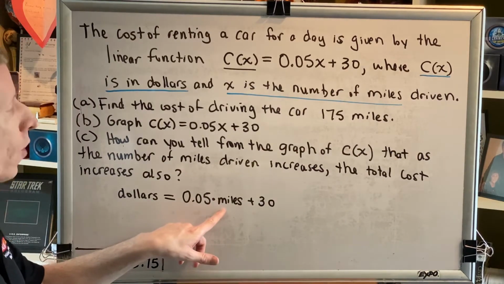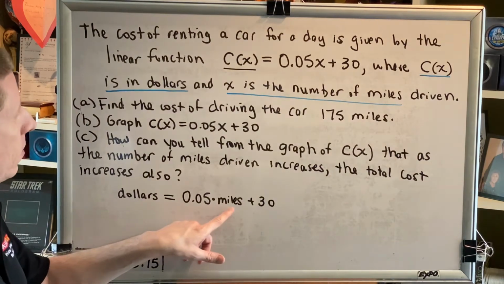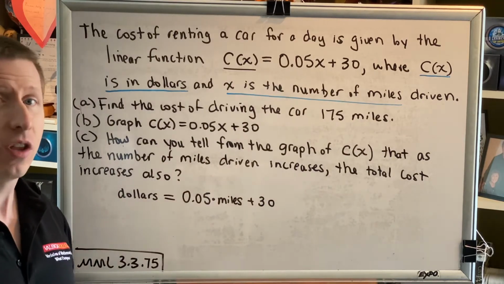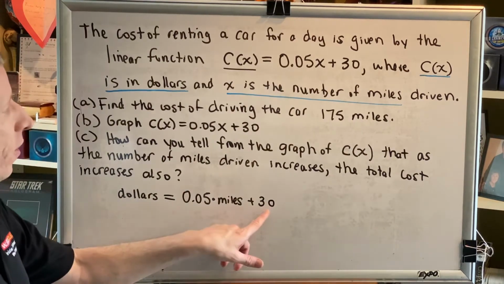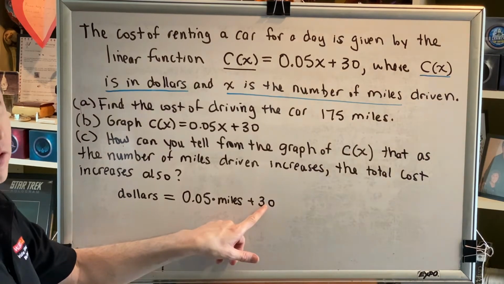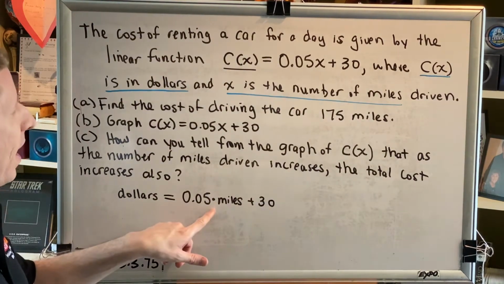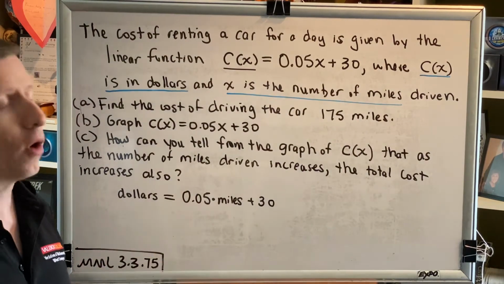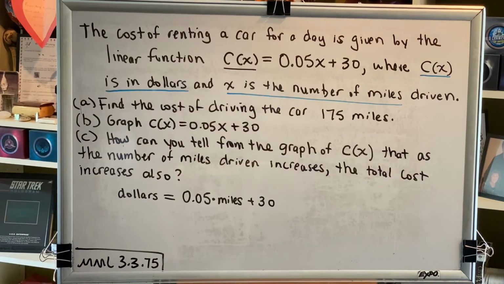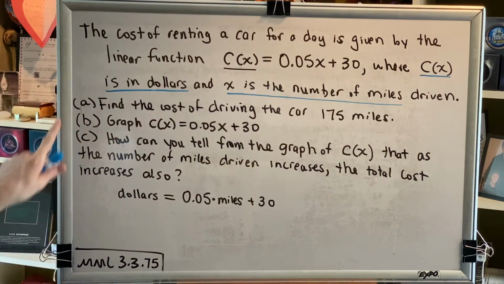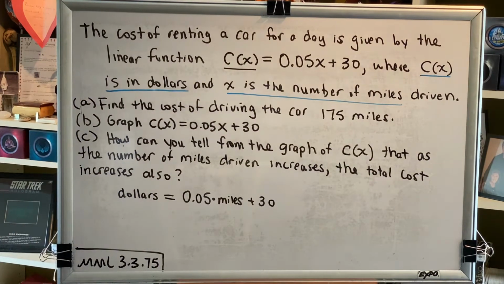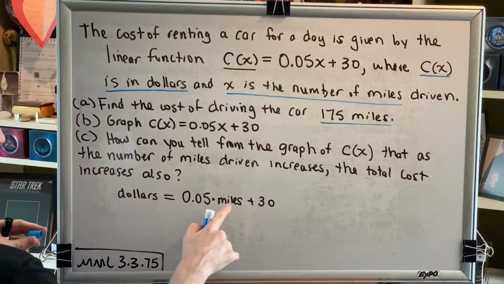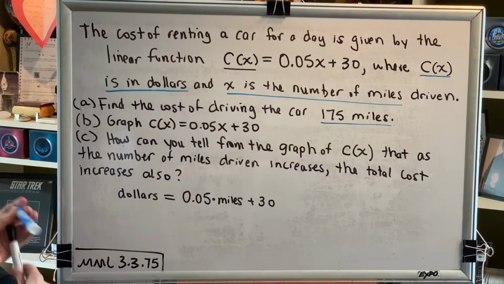And even if you drive the car 0 miles, 0 times 0.05 is 0. When you add 30, you'll still have to pay the $30. So this is the flat fee, the amount of money you have to pay just to rent the car. This is the add-on fee, the amount of additional money you have to pay based on how many miles you drive the car. All right, with this form of our equation, we can now easily answer these questions. Find the cost of driving the car 175 miles. So we replace miles with 175, and that tells us the number of dollars.